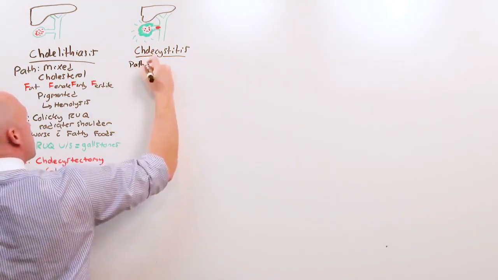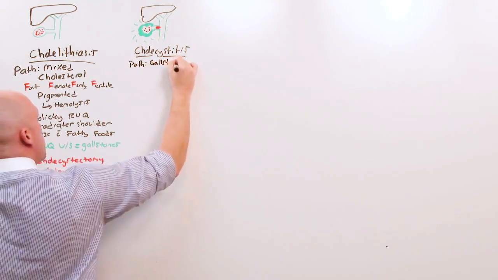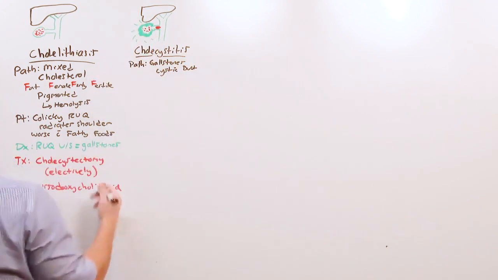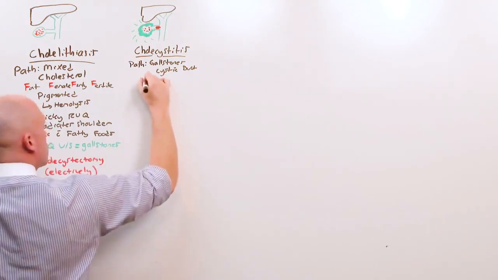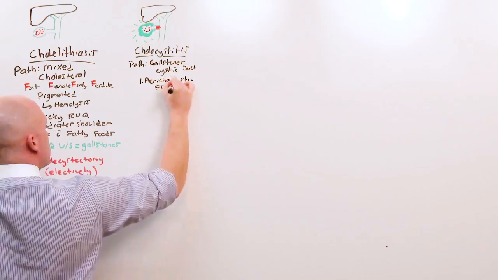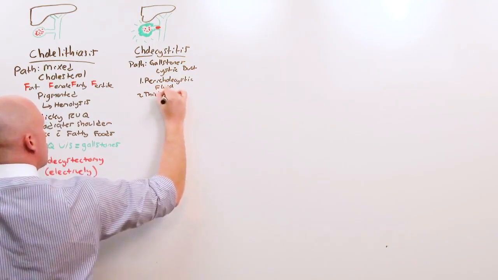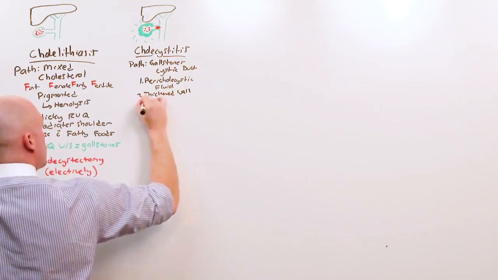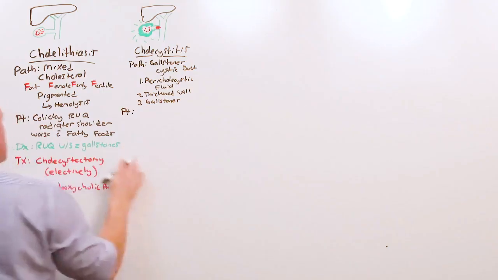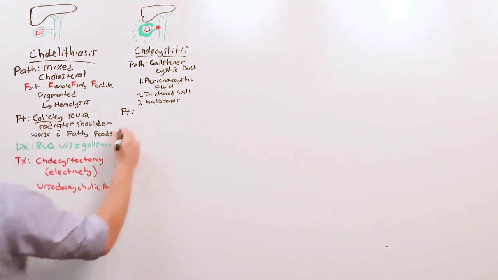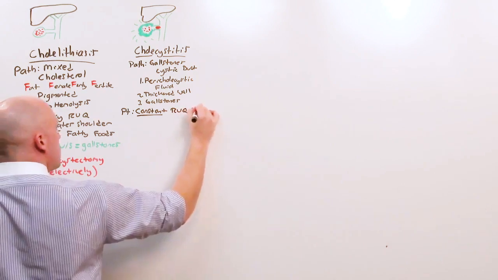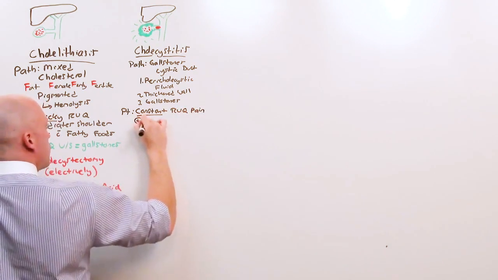Cholecystitis is caused by gallstones now in the cystic duct. And because you've got inflammation of the gallbladder, you're going to see things like pericholecystic fluid, a thickened gallbladder wall. And of course, gallstones. Because it's inflammatory, the patient is not going to present with a colicky pain any longer. Now it is going to be constant. And there will be a positive Murphy sign.